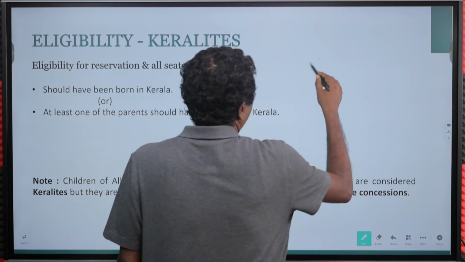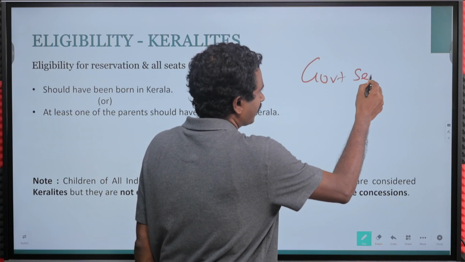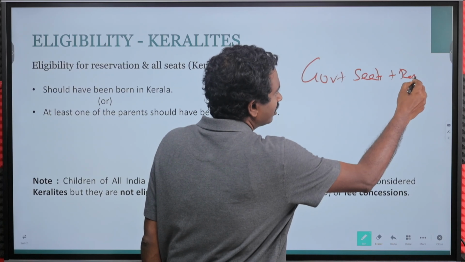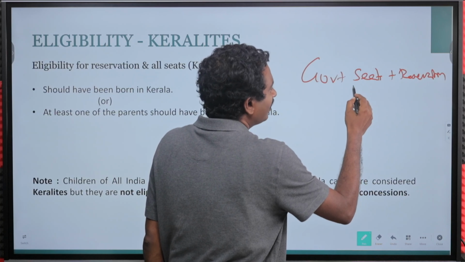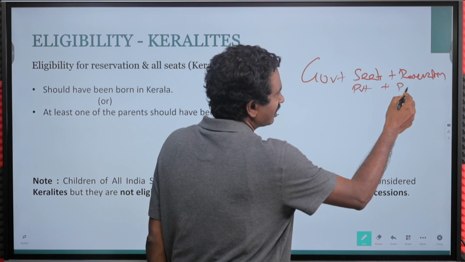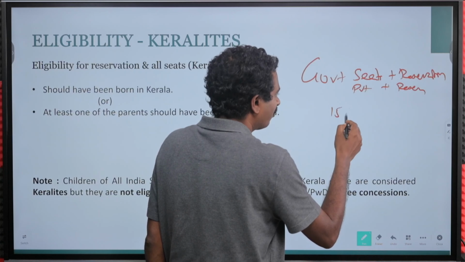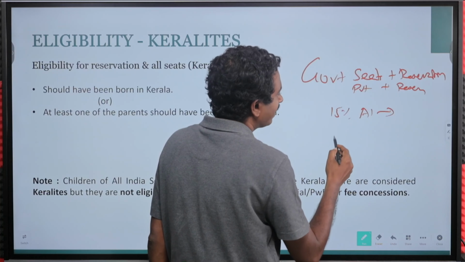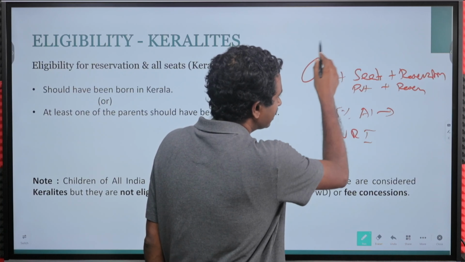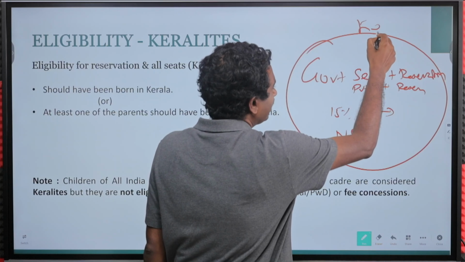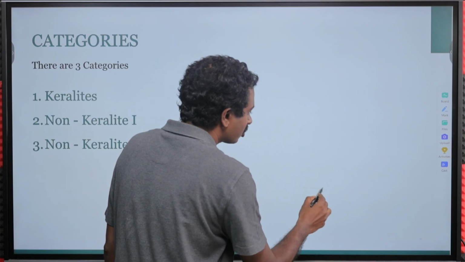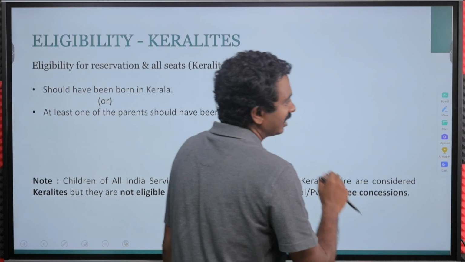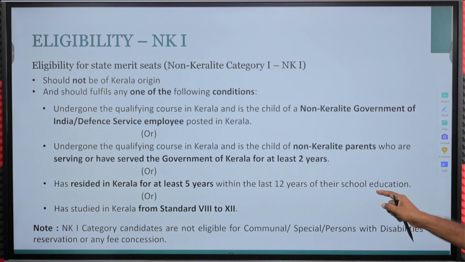Keralites are eligible for government seats and reservation, and private seats, whatever is there, plus reservation. They are also eligible for 15% All India open seats, and NRI seats. This is the Keralite category. Within that, the IAS officers will not be eligible for reservation alone.